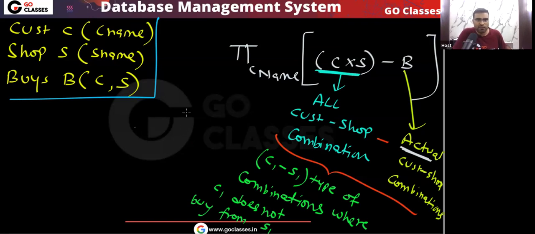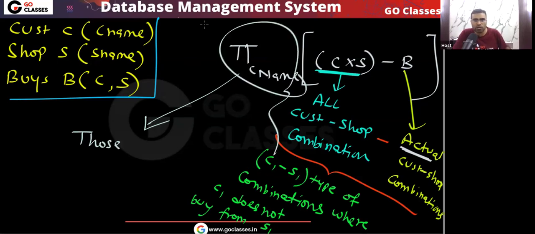Then finally we are projecting the customer names. So which customer names are we getting? Now this C1 will go to the output, yes or no? Because we are projecting customer names. So it means those customers which are not buying from all shops. Because you can see C1 is not buying from S1. Finally, this C1 is going to the output.